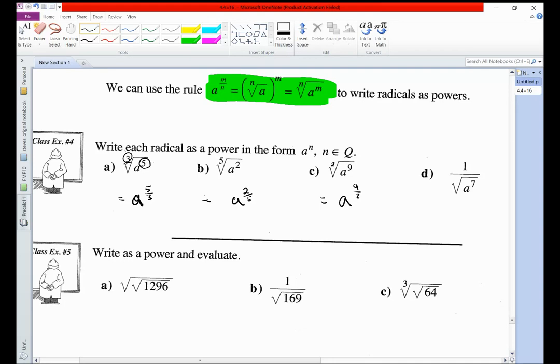And then 1 over a to the power of 7, which can be written as 1 over a to the power of 7 over 2, or a to the negative 7 over 2, if you want. I think I'd accept both of these. All right, so now let's get into some trickier ones here.